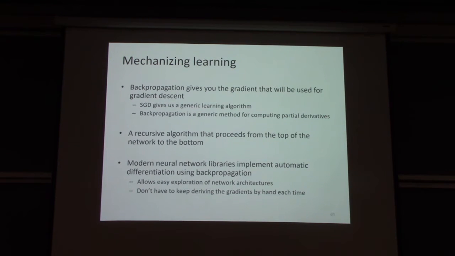If you have any function f, and this is a function of another function g of x, then the partial derivative of f with respect to x is the partial derivative of f with respect to g, times the derivative of g with respect to x. And backpropagation requires you to apply the chain rule again and again till you get down to the variable that you care about.